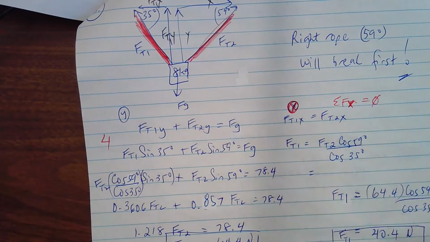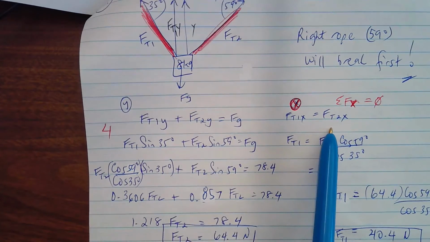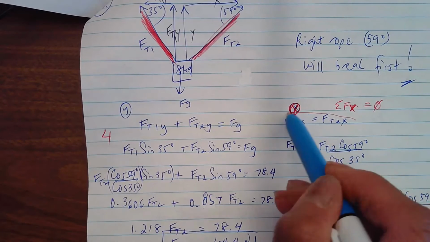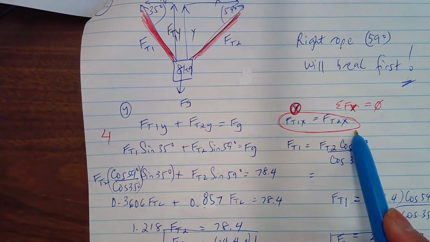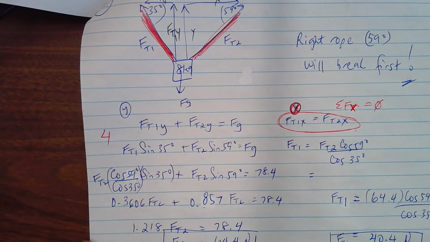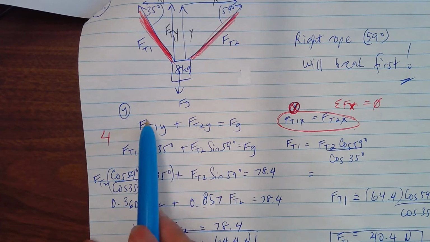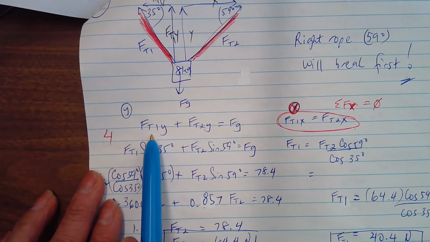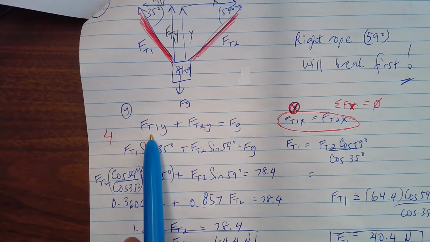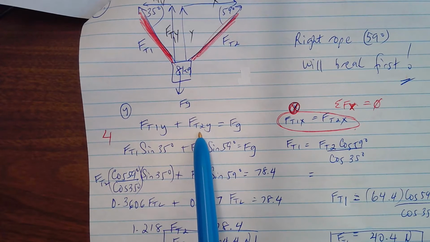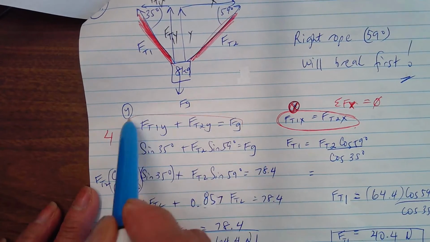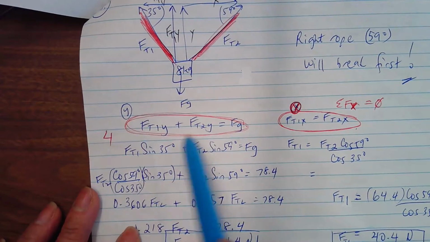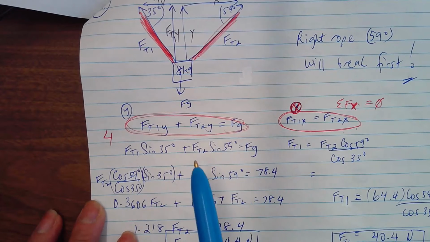So FT1X is equal to FT2X. I think 100% of you know how to do that. That means there's no side-to-side motion. In the Y component, you got the up forces, FT1Y and FT2Y, equal to the downwards force of FG. Okay, so that's crucial. Once you get to that, you're halfway there.